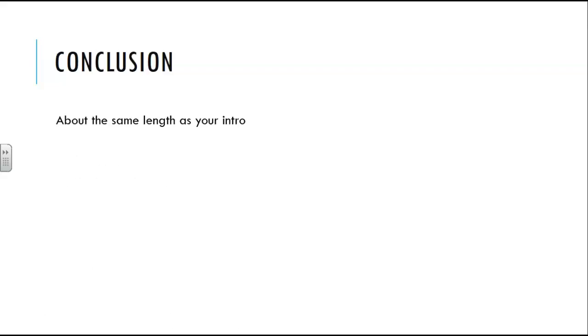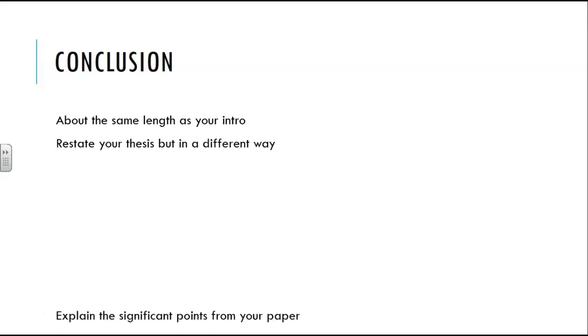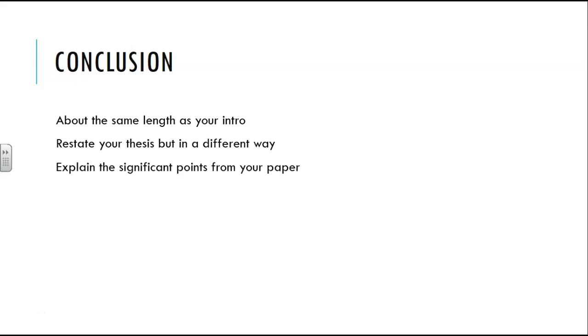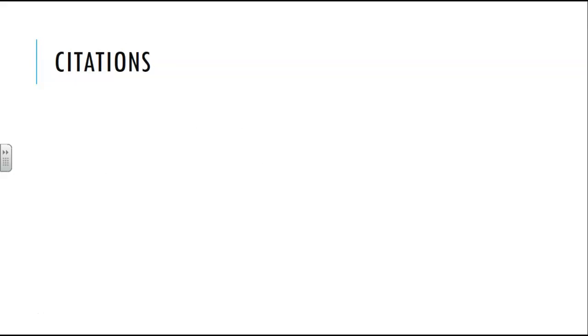Conclusion: about the same length as your introduction, okay? It should be kind of a bookend. If you have a really long introduction and a really small conclusion, you don't really have it balanced out. Make sure you have them roughly the same. You need to restate your thesis, but in a different way. Explain the significant points of your paper. You're kind of summing everything up. You need to go full circle, back to the beginning, okay? A good comic starts with one thing. When they end their set, they end up referencing the same thing. Do kind of the same thing in your paper, and it's going to come out much better.